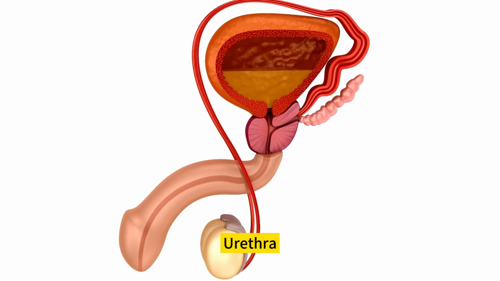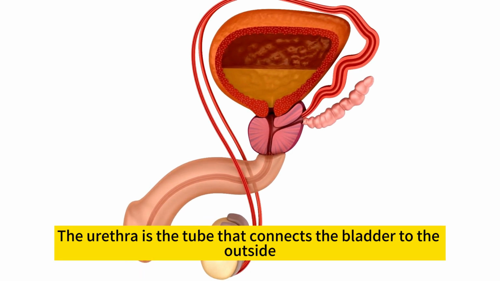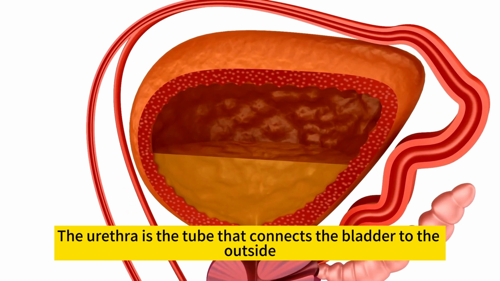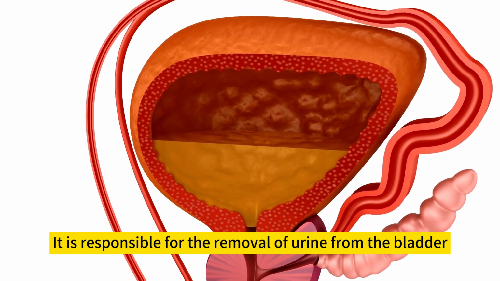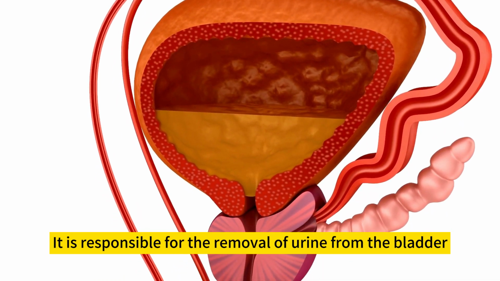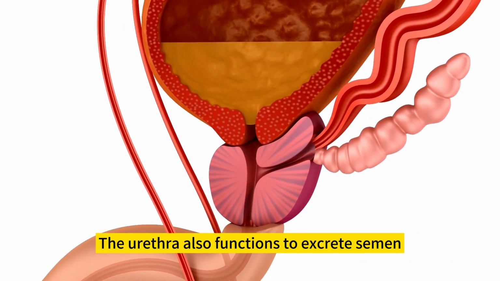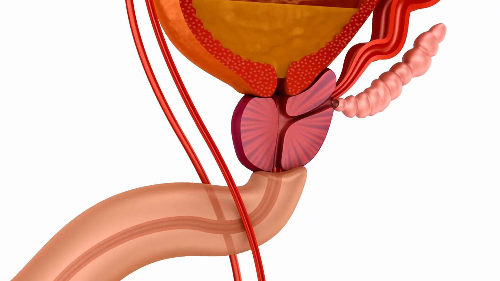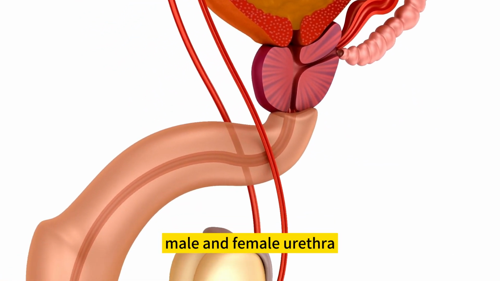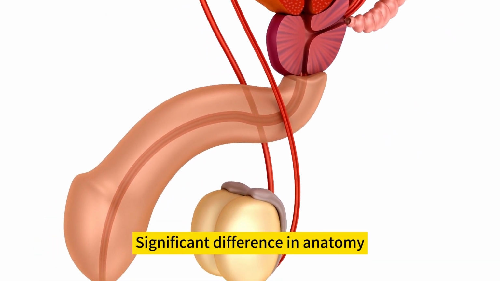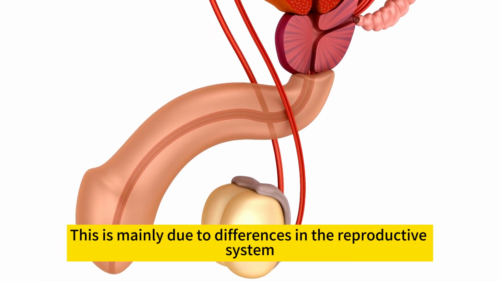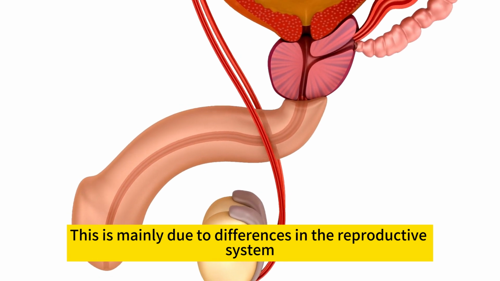4. Urethra. The urethra is the tube that connects the bladder to the outside. It is responsible for the removal of urine from the bladder. In men, the urethra also functions to excrete semen. The male and female urethra have significant differences in anatomy. This is mainly due to differences in the reproductive system.